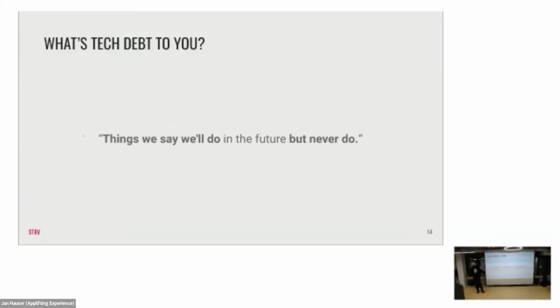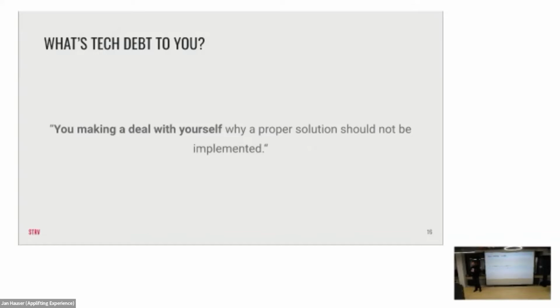I love this one. It's things we say we'll do in the future, but we never do, for various reasons. But we try to do them. And as developers, we'd love to do them. It's you making a deal with yourself on why a proper solution should not be implemented.